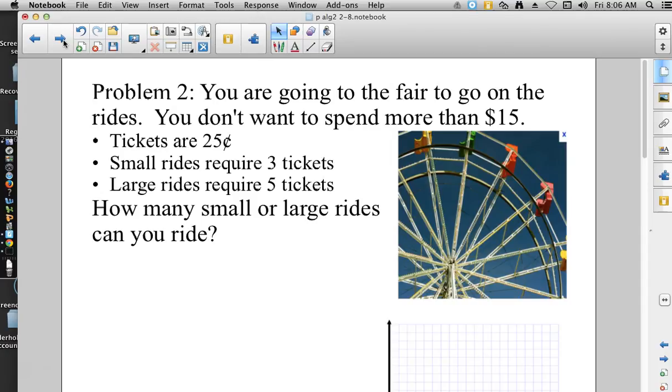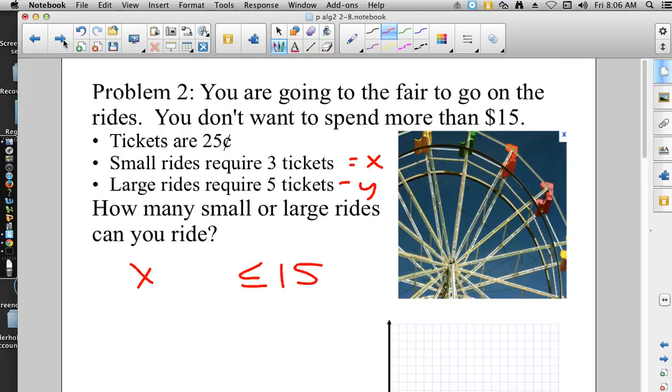Okay, let's think backwards about this one. I don't want to spend more than $15. There's my total. So, could I spend exactly $15? Could I spend $14? Sure I could. Less than or equal to. But I'm going to go on 2 types of different rides because I need small rides and large rides. By putting 15 as my total, what I've just done is said this has to be about money. So I'll use X to represent my small rides and Y to represent my large rides.